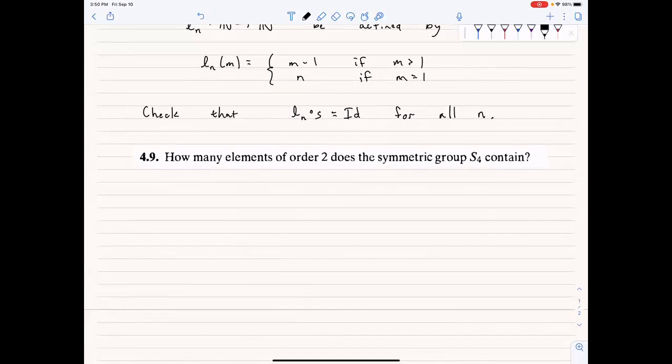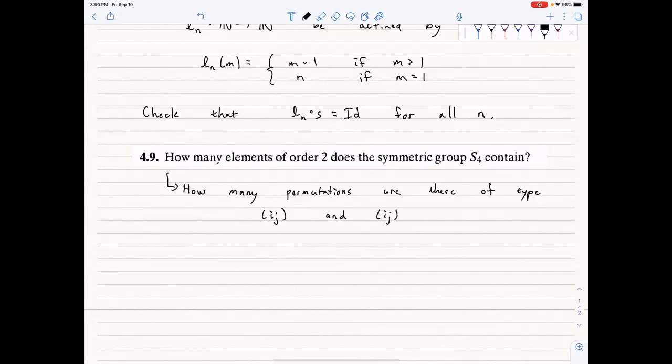So the question you're asking is, how many permutations, I should say, are there of type (ij) and (ij)(kl)?